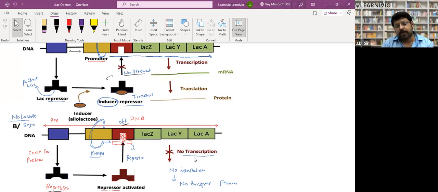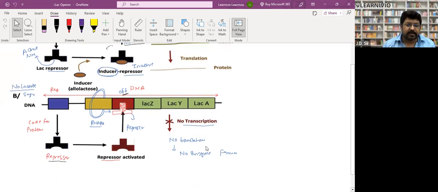If no transcription, no protein formation will take place, means no polypeptide formation will take place, and no enzyme formation will take place. Is that clear or not? Please tell me. It's clear, sir. Yeah. Okay, fine.